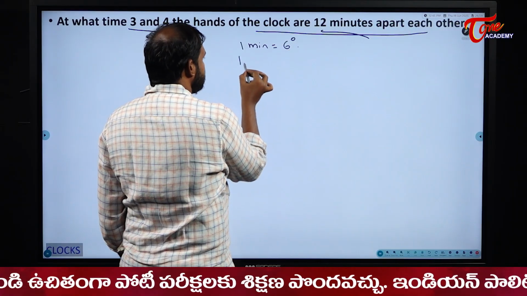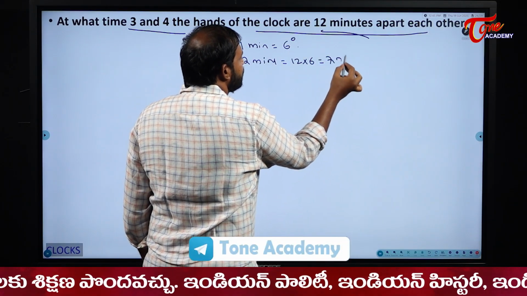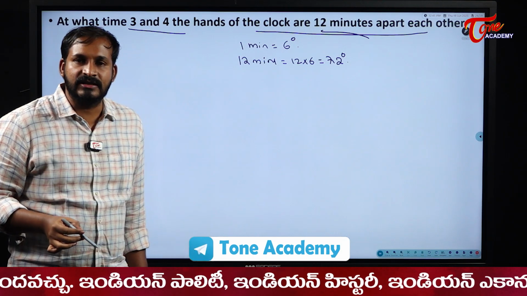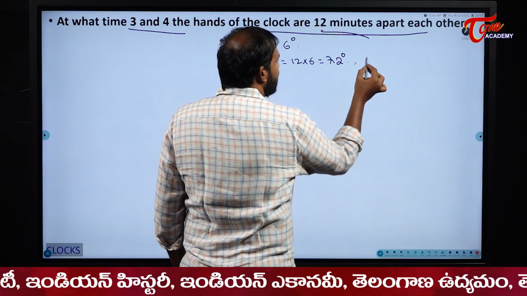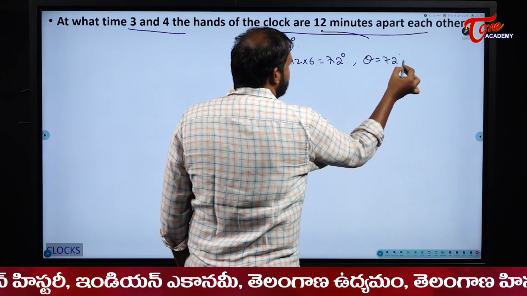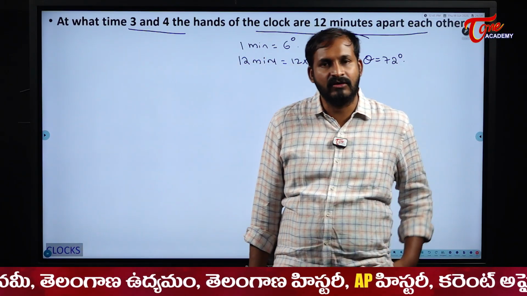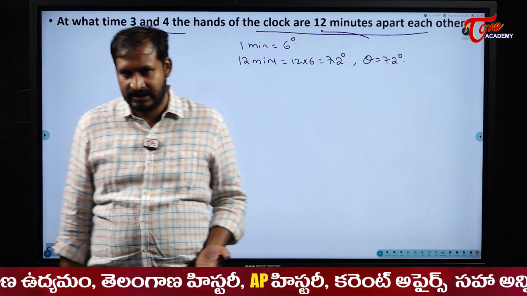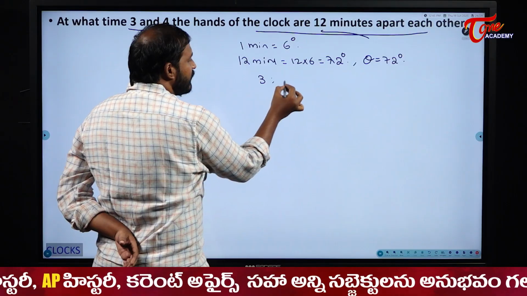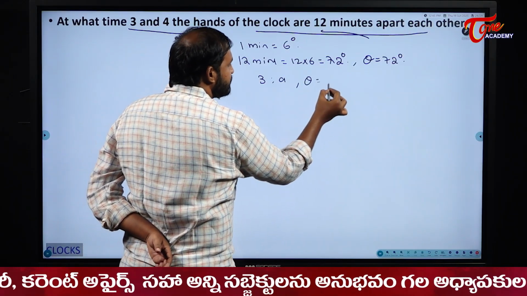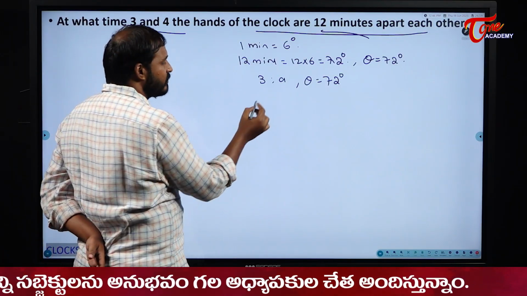Now they are telling 12 minutes. 12 minutes means 12 into 6, which becomes 72 degrees. That means the angle between the two hands of the clock should be equal to 72 degrees. Indirectly theta value should be 72 degrees. As we have already discussed, except 0 degrees and 180 degrees, all the remaining angles occur twice. Now, between 3 and 4 means 3 o'clock a minutes, and theta is equal to 72 degrees. The same logic which we have solved till now.